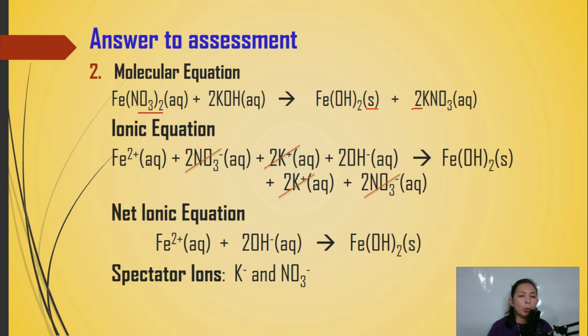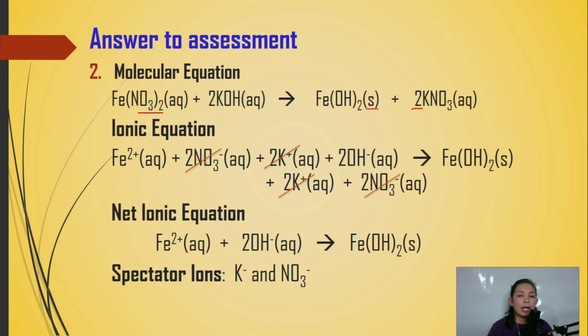And to write the ionic equation, we have to ionize iron nitrate. So this is the iron positive 2, 1 ion, and we have here subscript 2, that is why we have 2 ions of nitrate, and we also have 2 ions of potassium and 2 ions of hydroxide. And then iron hydroxide is written in the formula unit because this is insoluble in water. Potassium nitrate is being ionized into potassium ion and nitrate ion. We also have 2 because of the coefficient 2.